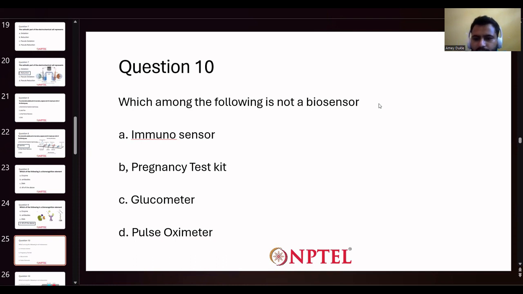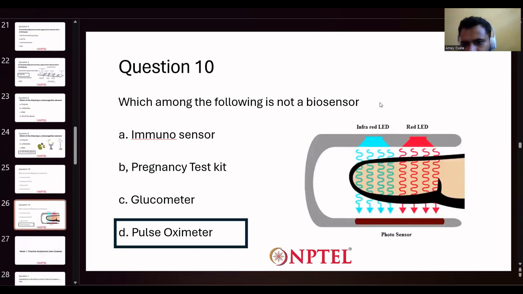But in terms of pulse oximeter, as you can see, there is no biorecognition element. We have two LED lights and a detector photosensor. So in this case, there is no biorecognition element involved, so it is not a biosensor. Again, a similar example is your heart blood pressure monitor. These devices are for biological application. They are measuring the biological parameters inside your body, but these are not biosensors per se. These are sensors for biological application, but these are not biosensors. So please keep that in mind.